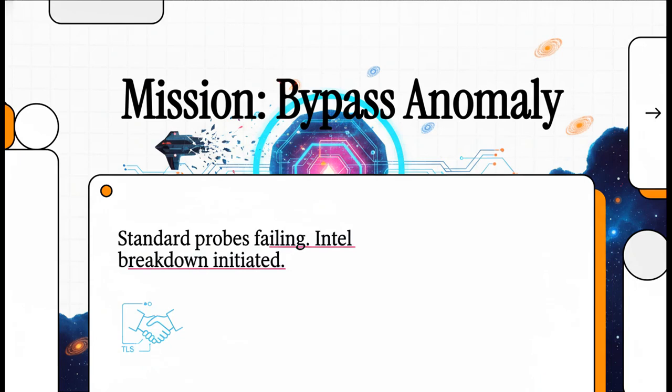All right, team, listen up. We've got a high-value data target, but it's protected by, well, let's call it a next-gen security anomaly. Our standard probes are getting completely shut down. We need to figure out why and how to get past it.